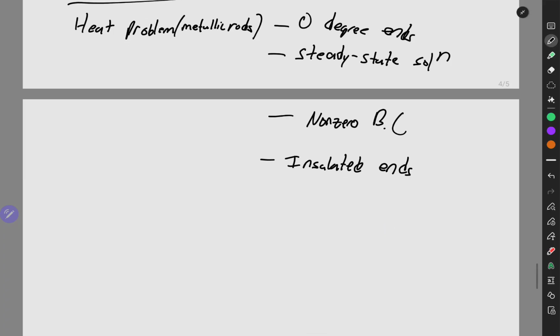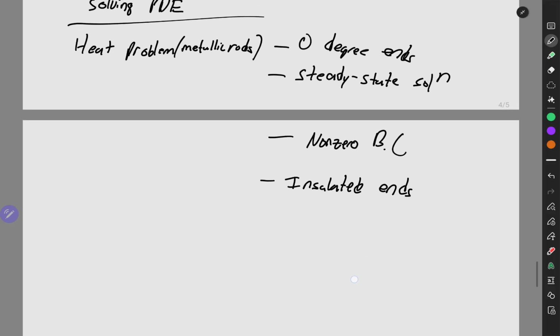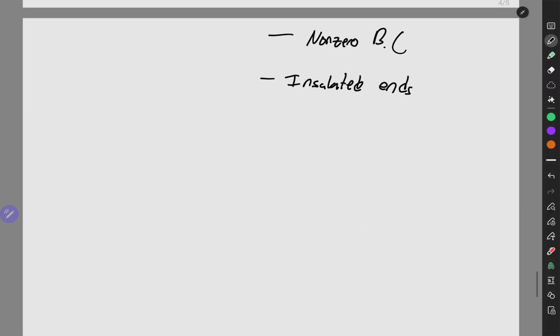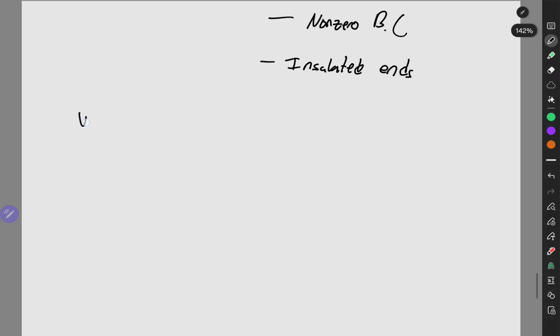Each one of these are just describing different boundary conditions, but the method for solving them can differ for each one of them, especially for the steady state solution. Steady state solution can pose its own challenges for the heat problem. After we get the heat problem, we're going to look at the wave equation.